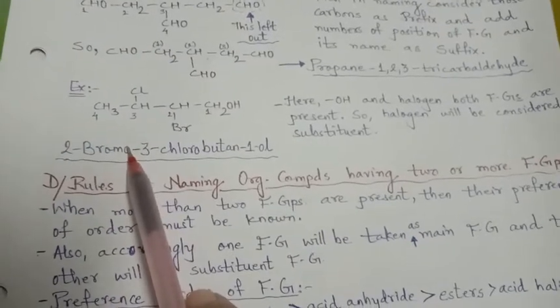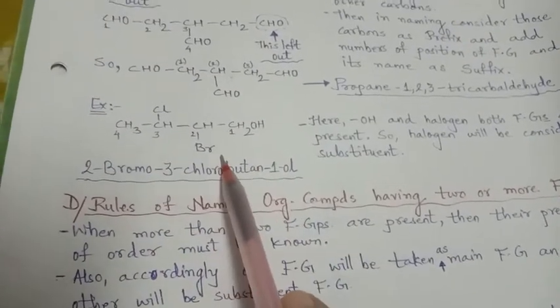Now here see. Here we have OH, Br and Cl.